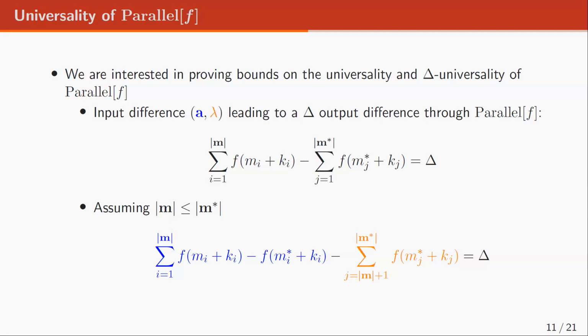So why is this a meaningful definition of a difference? Well, if we apply parallel F on M and then on M star, and we look at the difference between the two, assuming that M is at least as long as M star, we can reorganize the equation in such a way that we have the terms in blue here, which are the differences between the corresponding shared blocks of both strings. And then we have an orange term here, which is just the extra blocks.